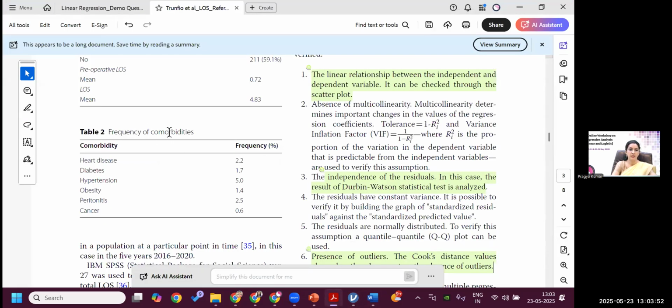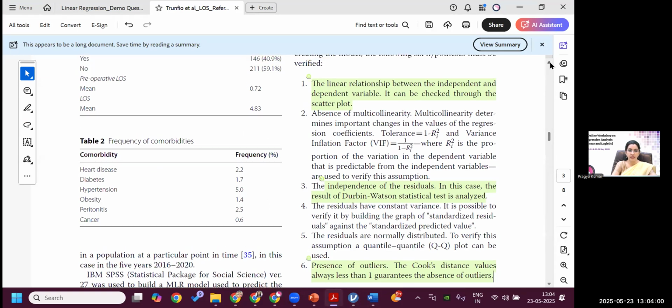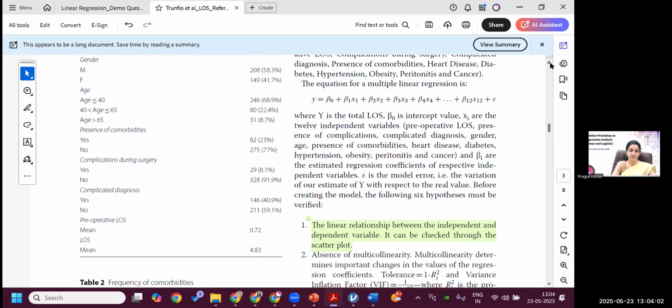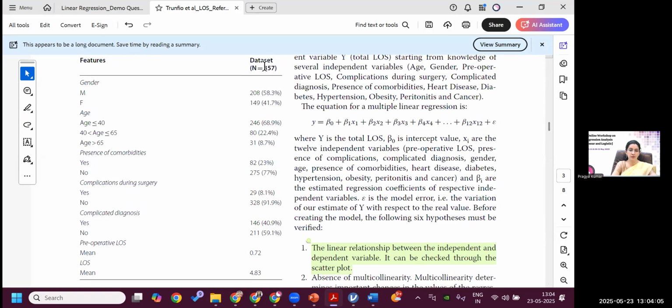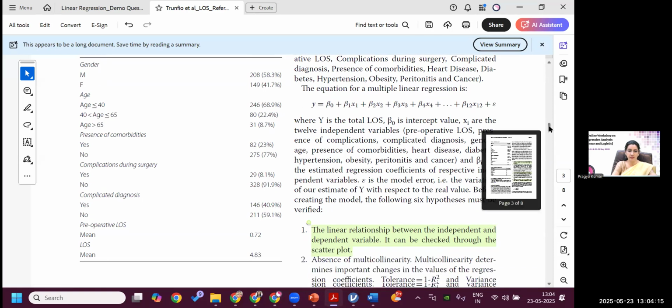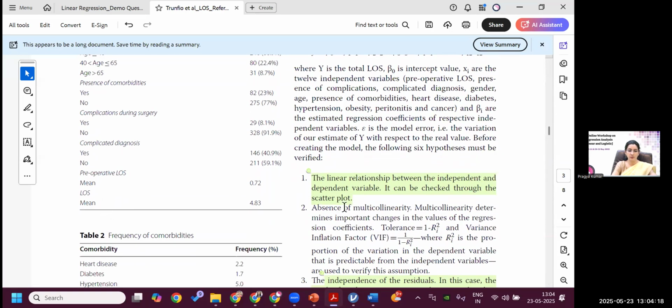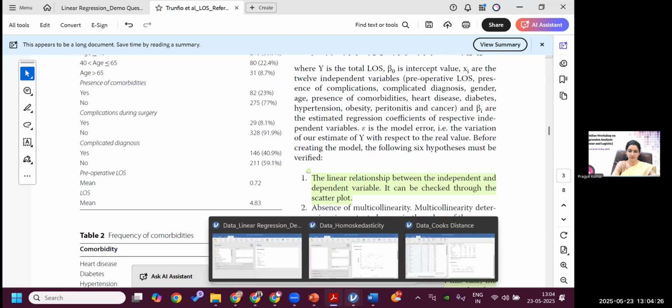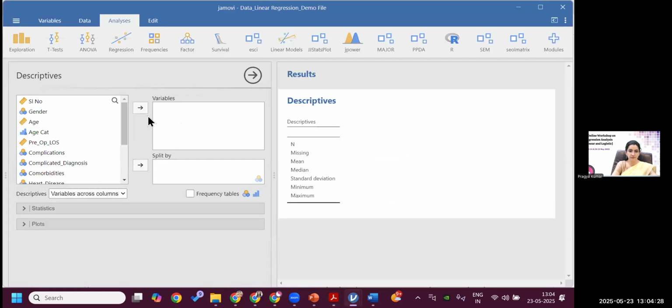You can see the frequency of comorbidity. They have given heart disease, diabetes, hypertension. What is the frequency of comorbidity? If you come here, all that frequency, the overall data set of 357, they have given the complications, no or yes. And then the preoperative LOS, they have given the mean, and LOS again as a mean. So these are all descriptive. In linear regression also, you need to give a table of descriptive statistics. So I'll go to this.